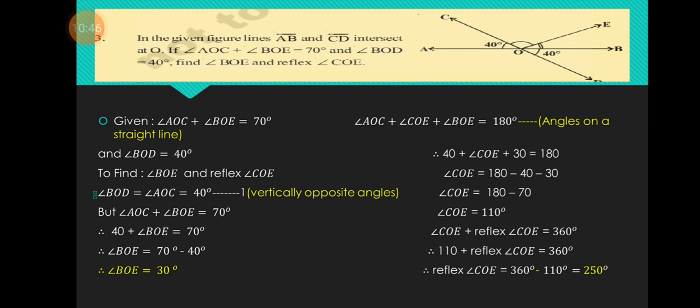And now coming over to the third question. In this question, two lines AB and CD intersect at O. See, the third one is a ray, that is not a complete line. In this, he has given to us that angle AOC plus angle BOE is equal to 70 degrees. AOC plus BOE is equal to 70 degrees.